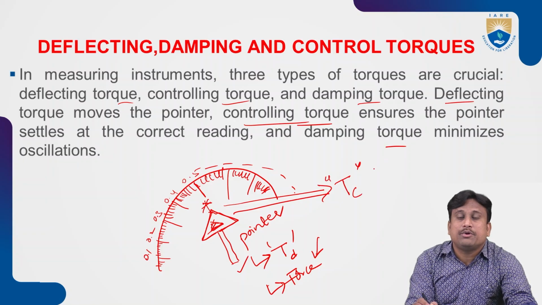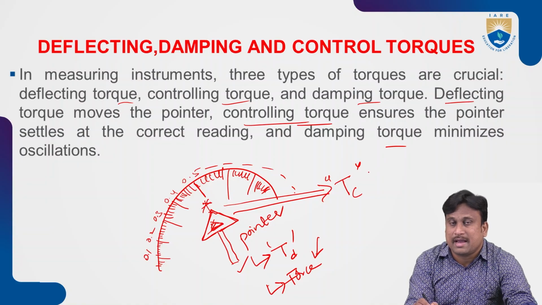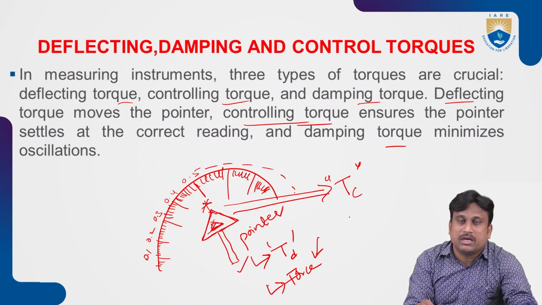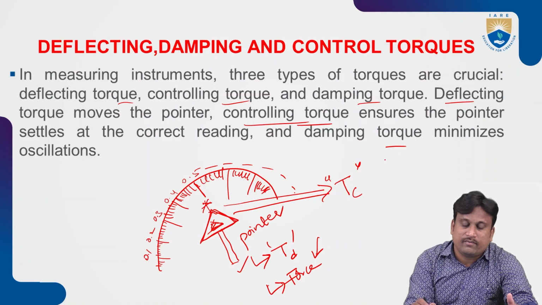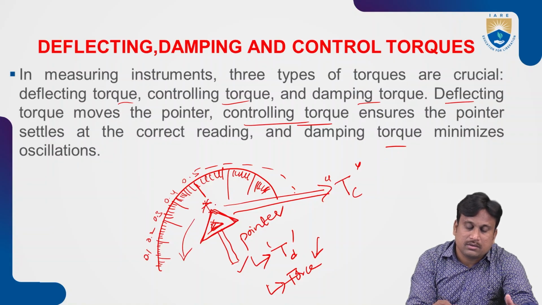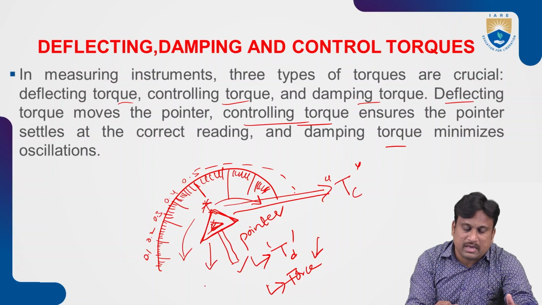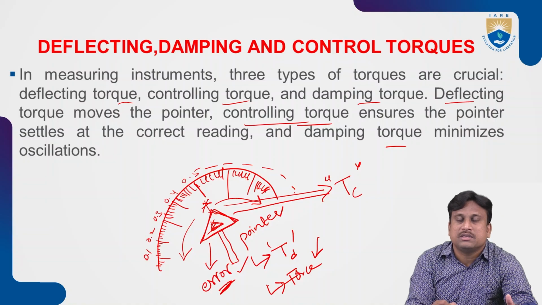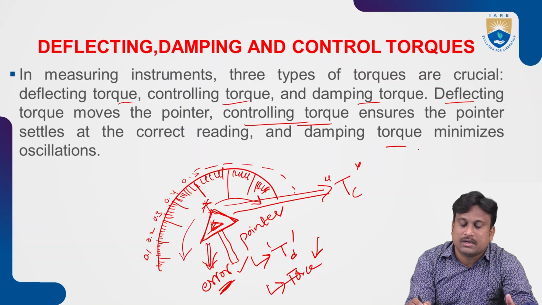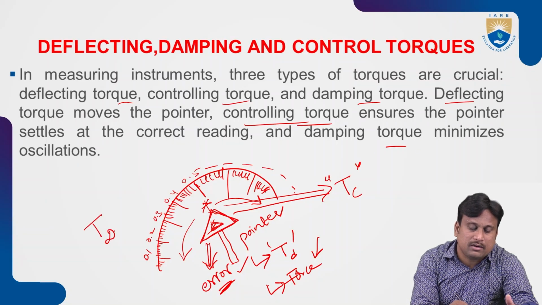And the damping torque is used to minimize the number of oscillations. Oscillations are produced in the pointer, and the damping torque makes sure they are minimized. When the pointer oscillates to the right and left, it causes error in reading or sensing. To overcome or avoid this, we use the torque known as the damping torque, T-damp.